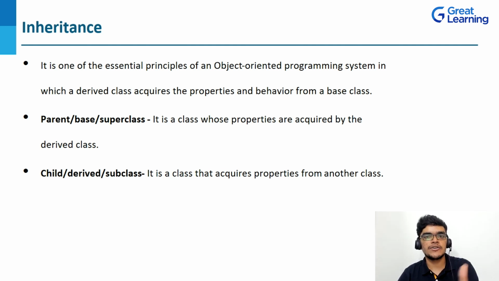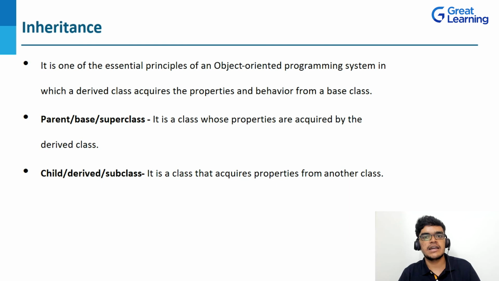And if you're talking about the behavior, that is methods, I can create methods, let's suppose that a car can start and stop, right? These methods can also be acquired by the derived class. Here you can see that we have the parent, base or superclass. It is a class whose properties are acquired by the derived class. For example, I have created a class whose name is car. Now, coming to the child, derived or subclass, it is a class that acquires properties from another class. The example was BMW, a derived class which is inheriting the properties from the parent class.